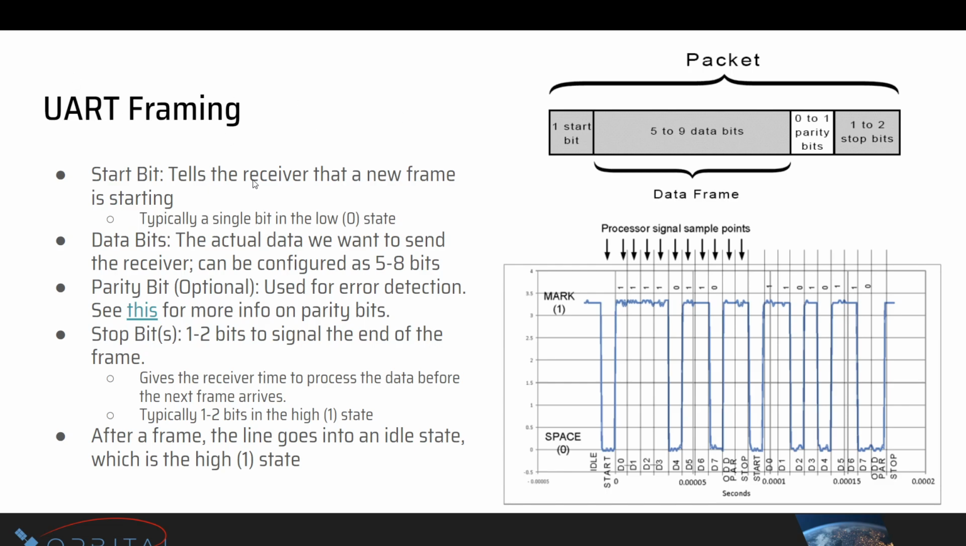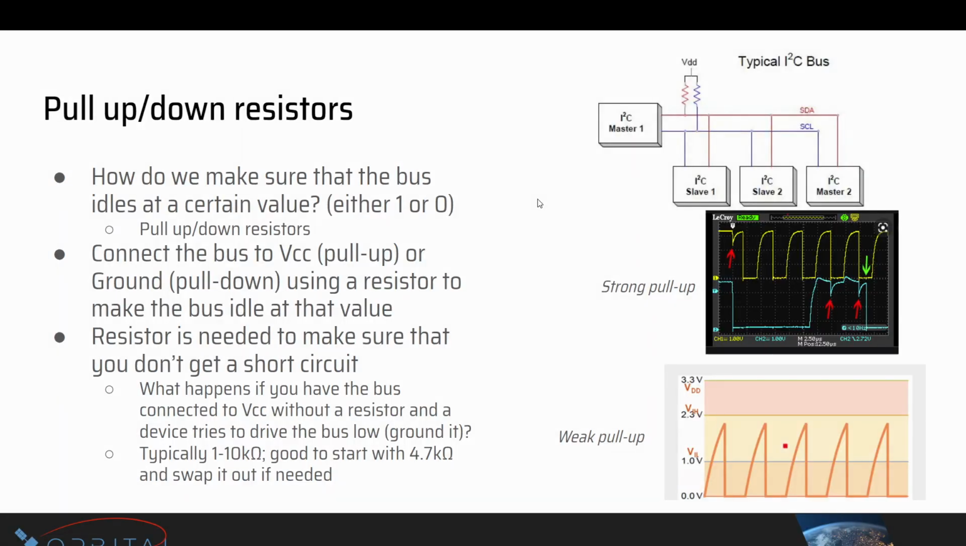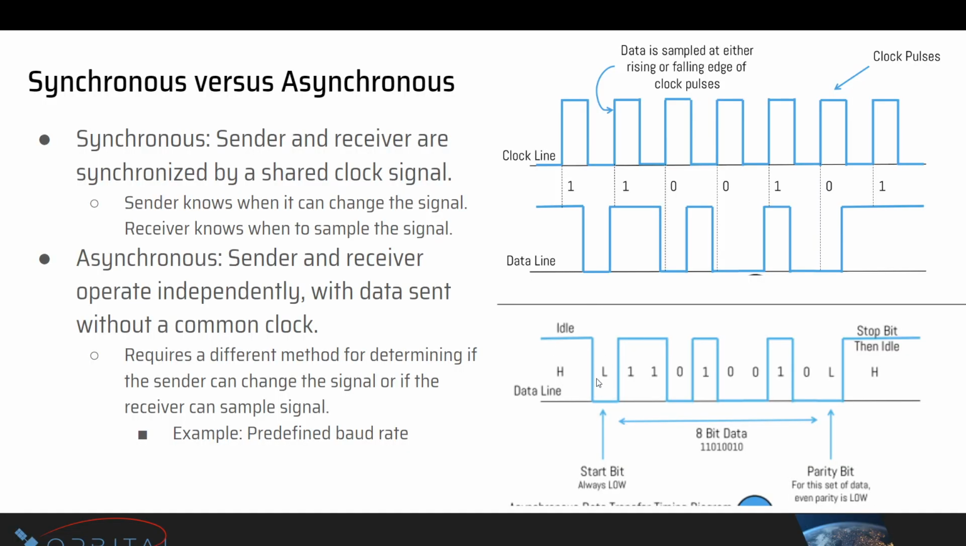So for UART, you start with a start bit, to tell the receiver that a new frame is starting, like we mentioned in the other example, which is usually a single bit in the low state. So if we go back here, right here, where this data line goes low after being idle, this is a start bit. So the UART receiver could just be waiting to see when the line is pulled low, and as soon as it's pulled low, it knows you're going to start sending data now, and it has to start sampling. The rest of the time, it's just chilling and doesn't have to do anything.